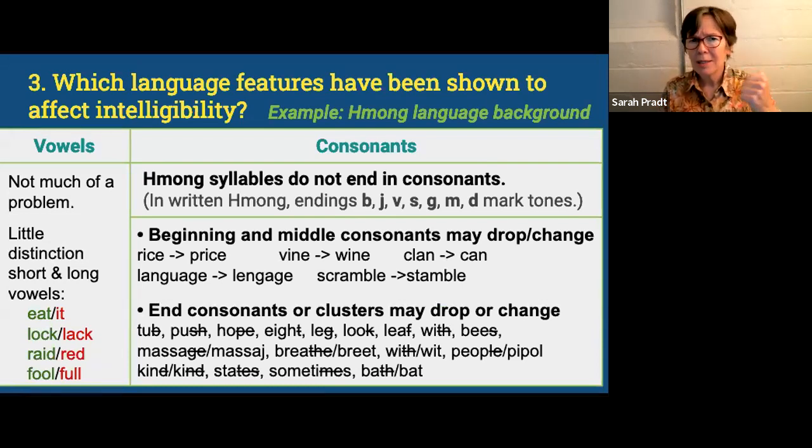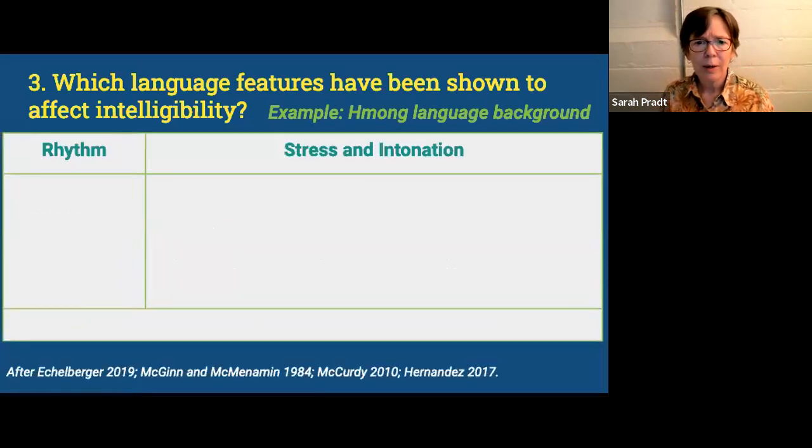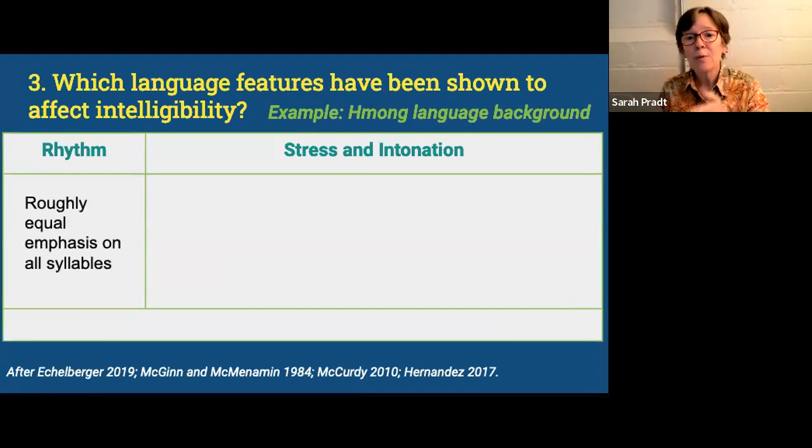What about beyond the individual sounds? Well, the rhythm is influenced by the rhythm of the Hmong language. When people speak, every syllable gets equal emphasis because it is a language where most words are one syllable. So it is not a stress-timed language like English.